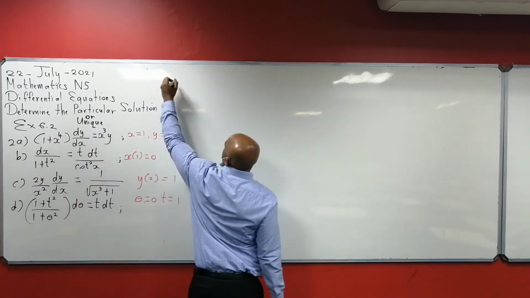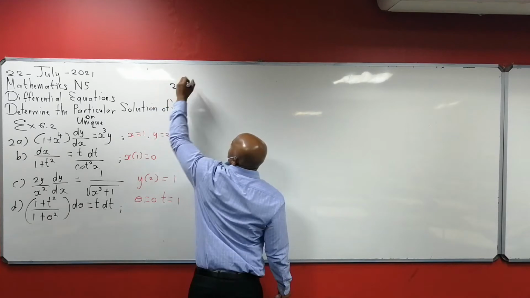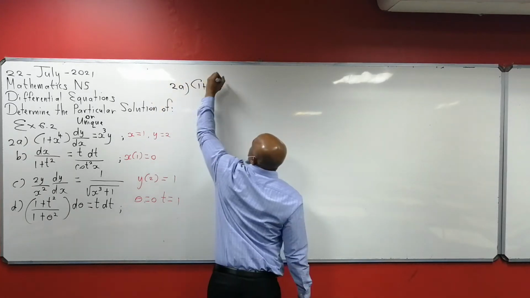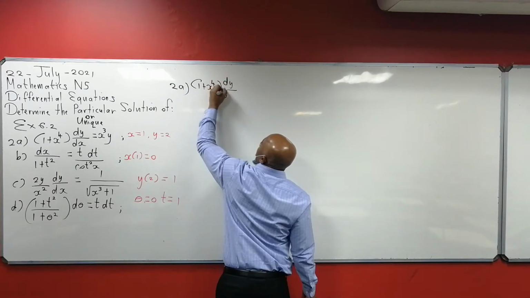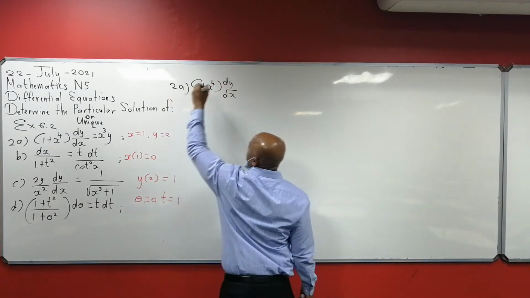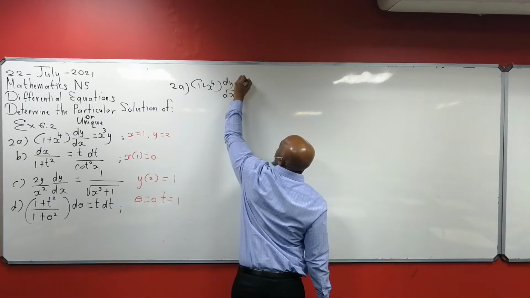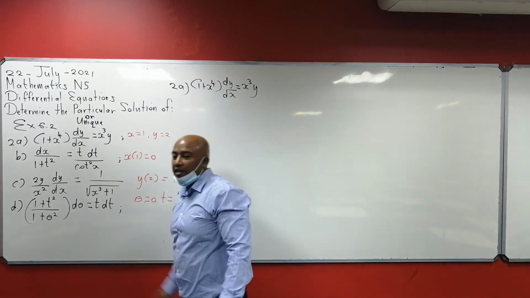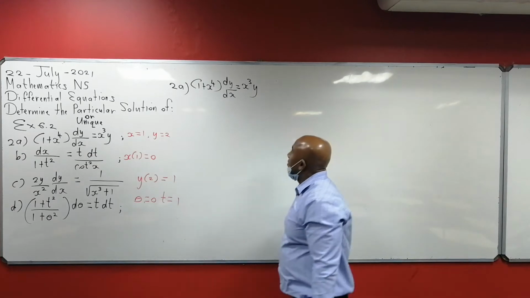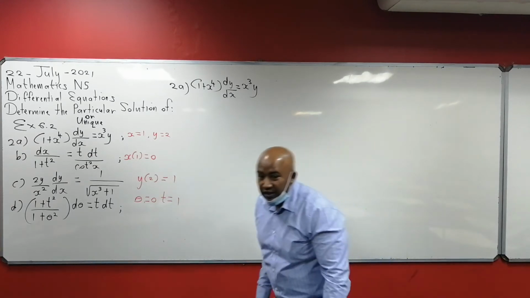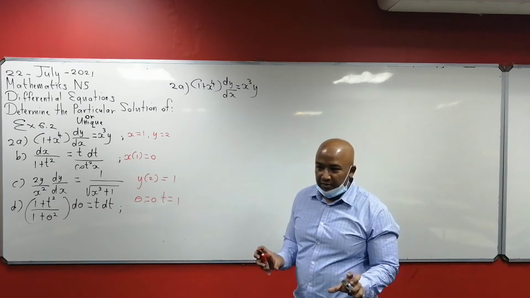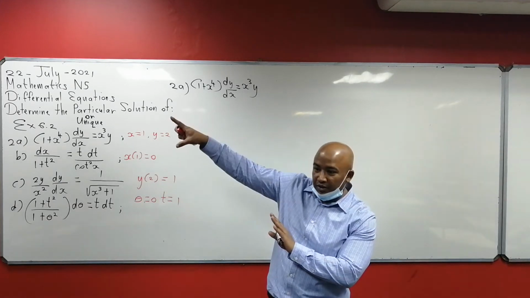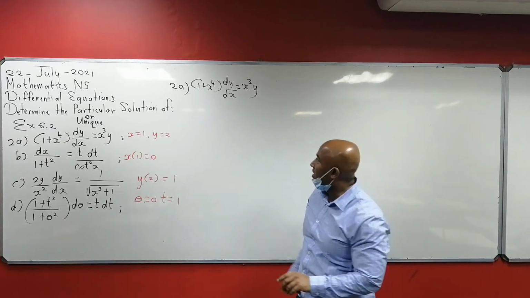Let's write it down. So we got 1 plus x to the power 4 multiplied by dy over dx is equal to x to the power 3 times y, and then we got these values to substitute. Right, so step number 1 is to separate the variables. Get all your y's and dy on one side, x's and dx on the other side.